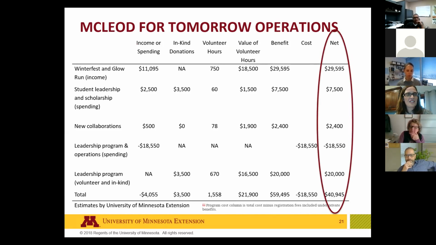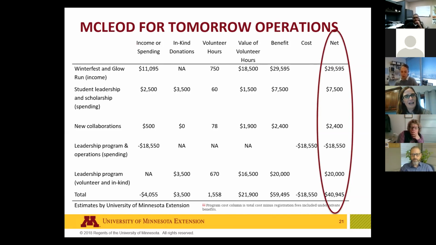What you see there is a sense of, we looked at, okay, with the Winterfest and Glow Run, for example, they spend about $11,000 to operate. So we had that budget. We knew it took about 750 hours of volunteer time. And so we quantified that to get a benefit of around $30,000. On the other hand, we knew the leadership program and operations cost about $29,000 to operate. We knew $11,000 of that we put as private benefit. So there was about $18,550 of public cost to that program.